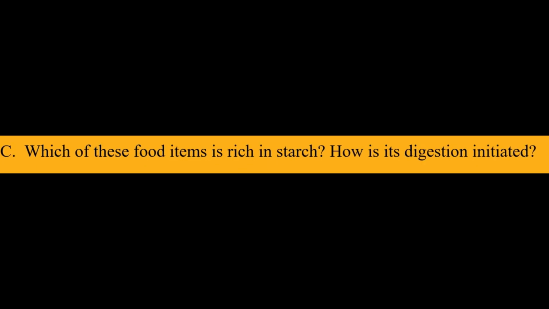Which of these food items is rich in starch? Sweet potatoes are rich in starch. And how is its digestion initiated? Starch digestion is initiated from the mouth itself, and the enzyme present in the saliva is salivary amylase. After that, when the sweet potatoes reach the stomach, there is no starch digestion, but when it comes to the intestine, the small intestine receives a secretion of pancreatic amylase. So there the remaining starch digestion happens.